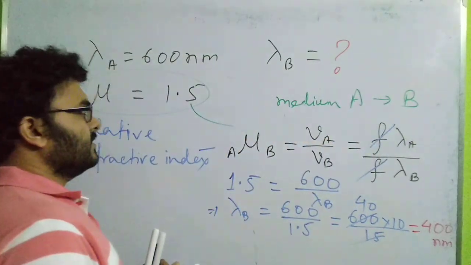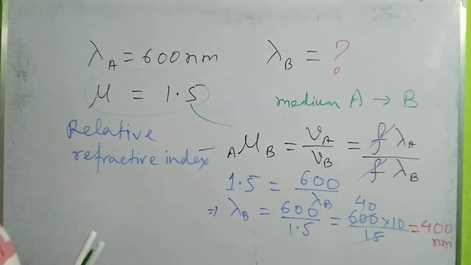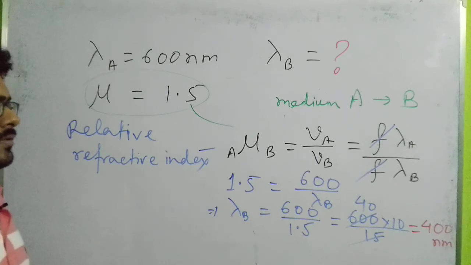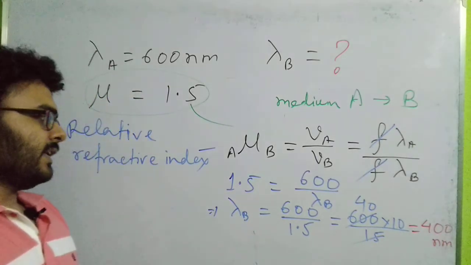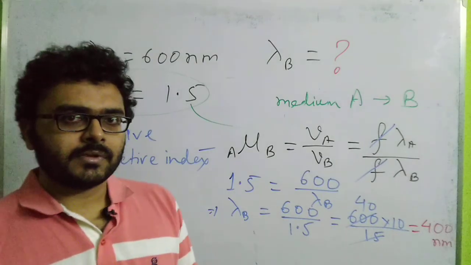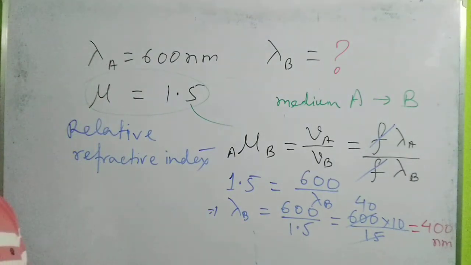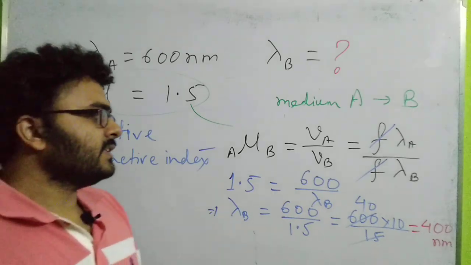As the wavelength of medium A has been given in nanometer, after calculation I can say that the answer will be in nanometer. So the wavelength of the light in medium B is 400 nanometer.